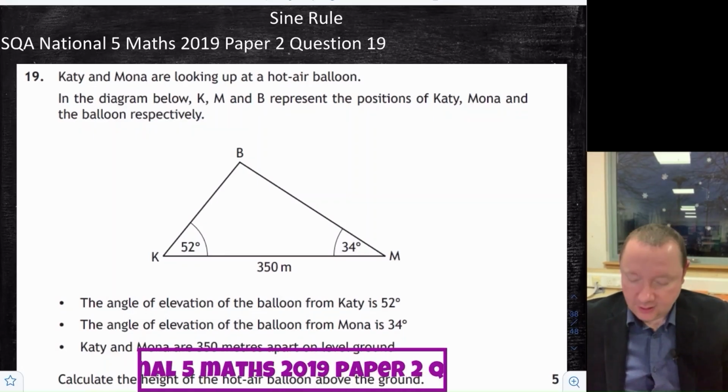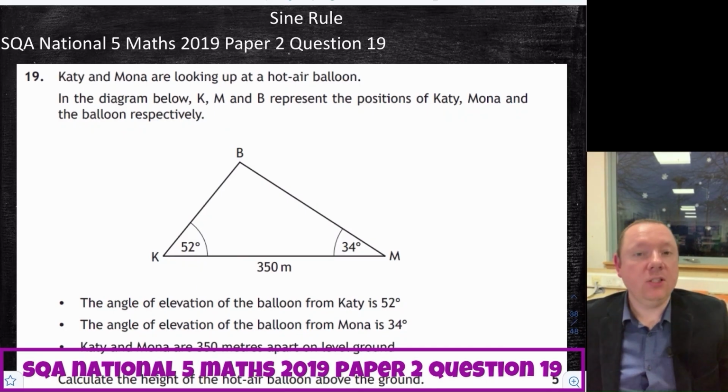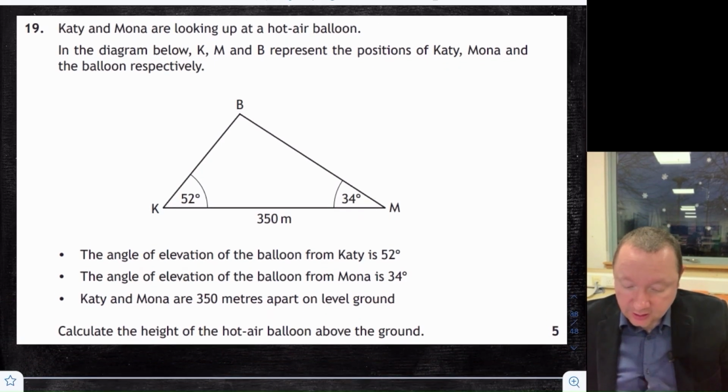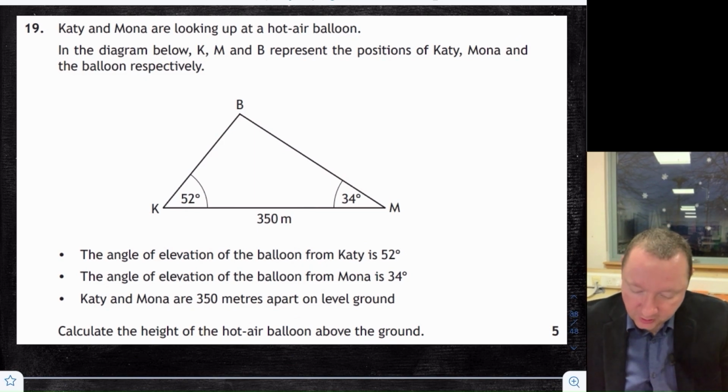National 5 Maths 2019 Paper 2 Question 19 had this long question. It says Kate and Mona are looking up at a hot air balloon. In the diagram below, K, M and B represent the positions of Katie, Mona and the balloon. So that'd be Katie, that'd be Mona, that'd be balloon. The angle of elevation of the balloon from Katie is 52, shown there. The angle of elevation of the balloon from Mona is 34, shown there. And the distance between Katie and Mona is 350. Calculate the height of the hot air balloon above the ground.